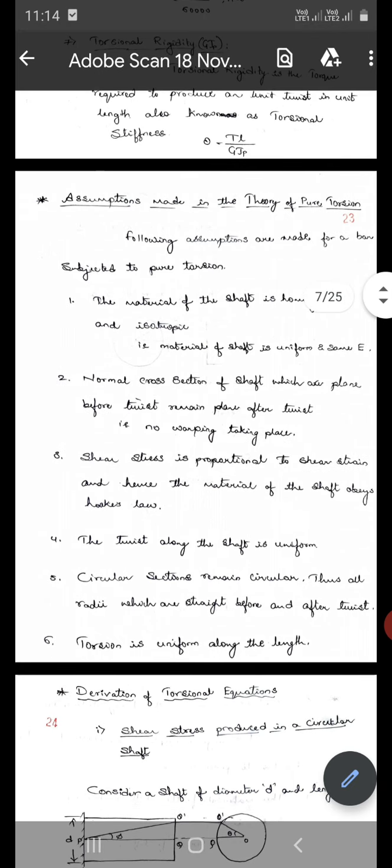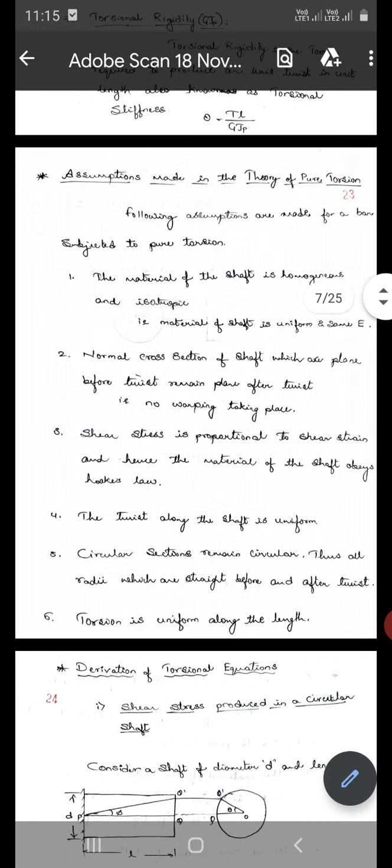Second one, normal cross sections of the shaft which are plane before twist will remain plane after twist, that is, no warping like a paper when twisted, so it will be the same after twist as before twist. The cross section will not get warped.